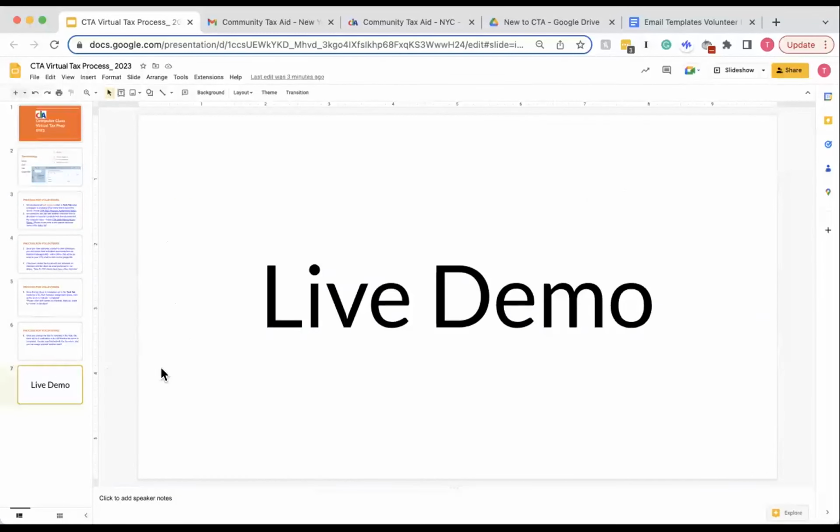Okay, so I'm just going to jump into this live demo. I'm going to change my screen here, and I'm just going to go over the process of how you would go in, assign yourself a taxpayer, and what happens after that.